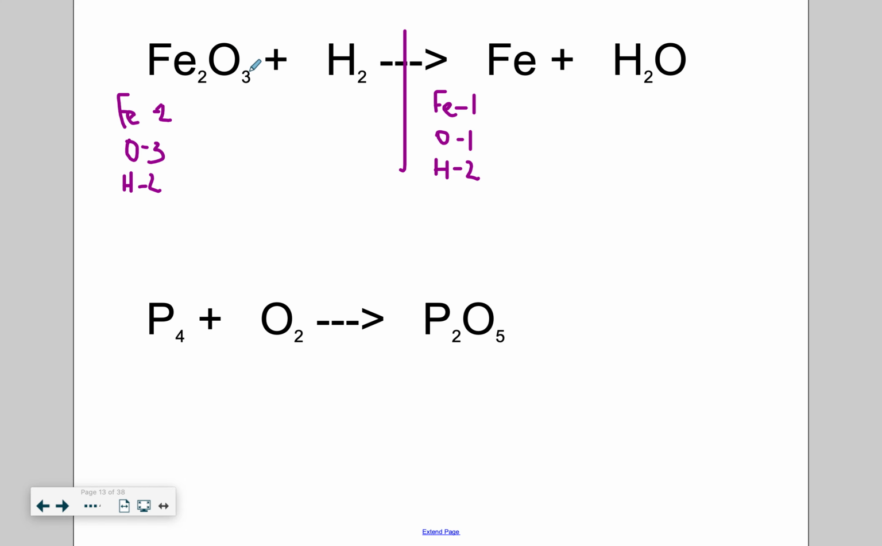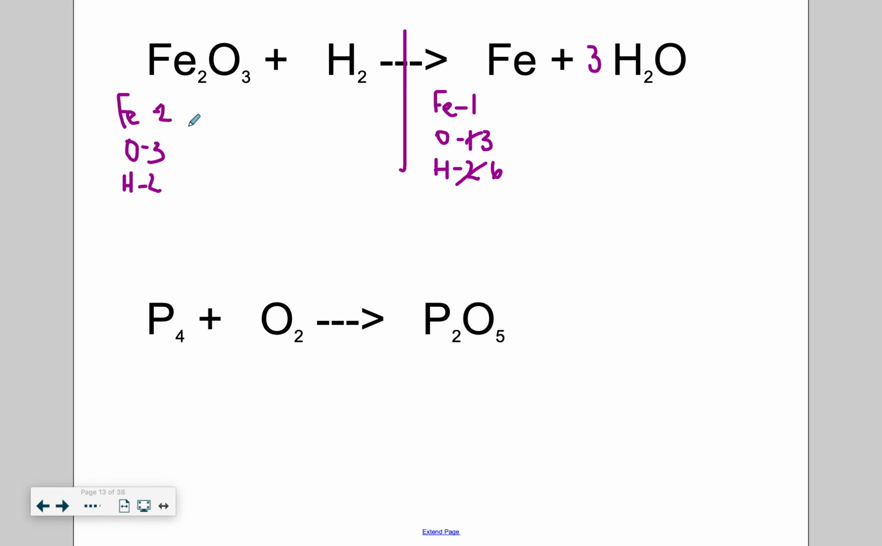I have 3 oxygens here, 1 here, 2 irons here, 1 over here. So, let's just maybe start with oxygen and see where we go. I got 3 over here. When you balance equations, you can only add coefficients. Those are numbers in the front here. So if I add a 3 here, this 3 goes to everything. So 3 times 2 is 6. And then 3 times 1 is 3. So now I have 3 oxygens.